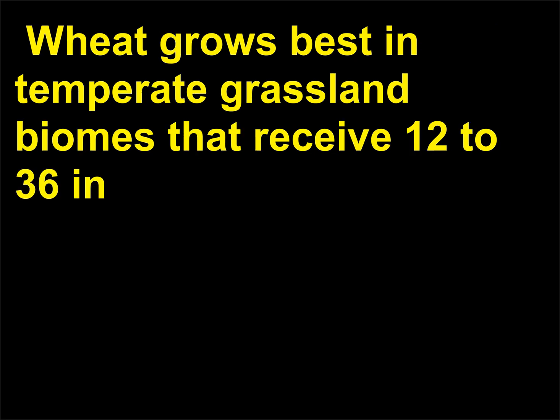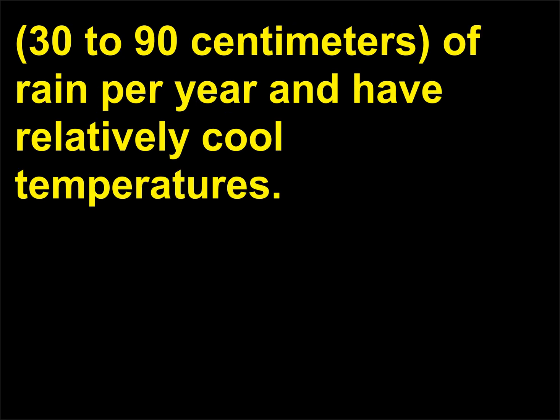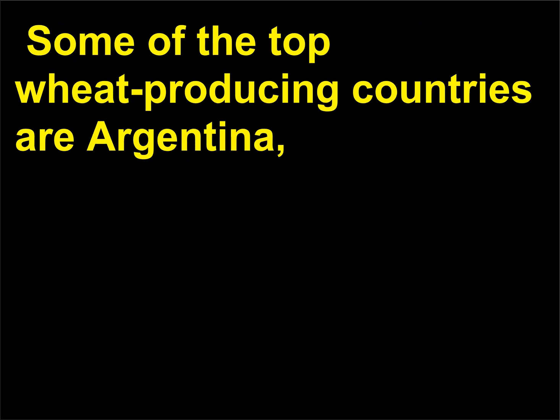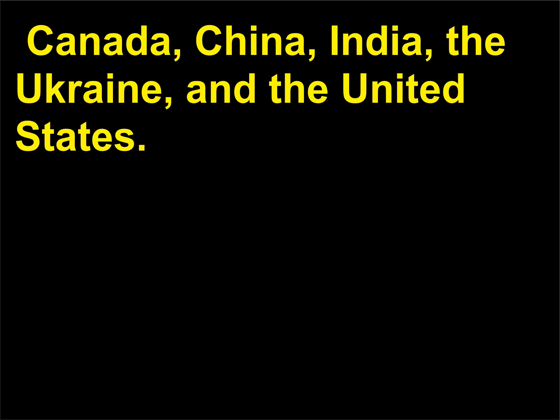Wheat grows best in temperate grassland biomes that receive 12 to 36 in (30 to 90 centimeters) of rain per year and have relatively cool temperatures. Some of the top wheat-producing countries are Argentina, Canada, China, India, the Ukraine, and the United States.